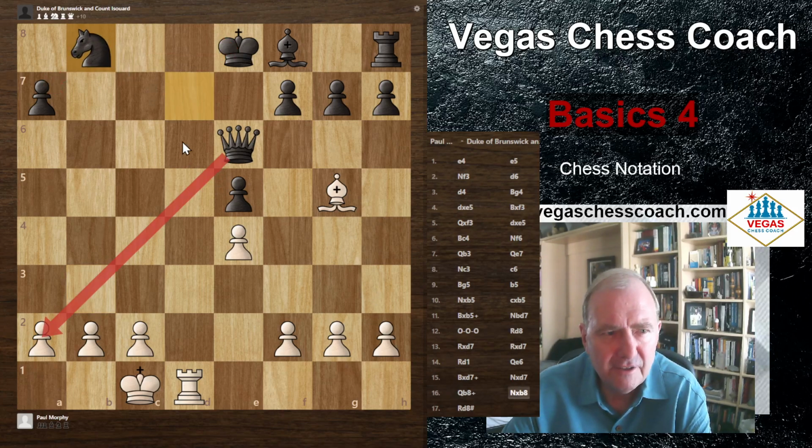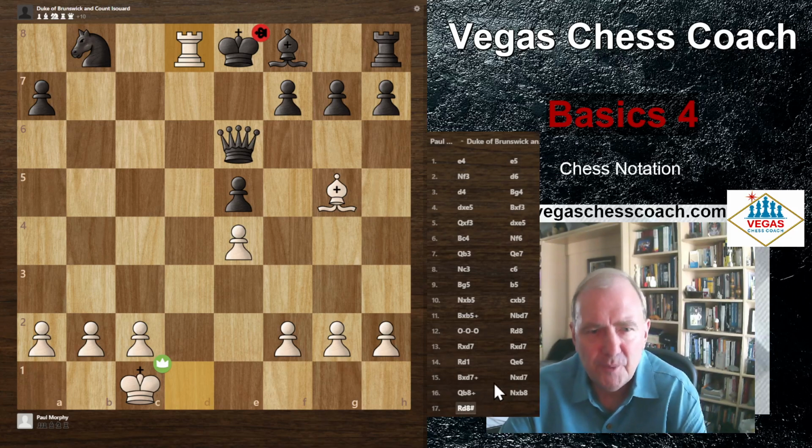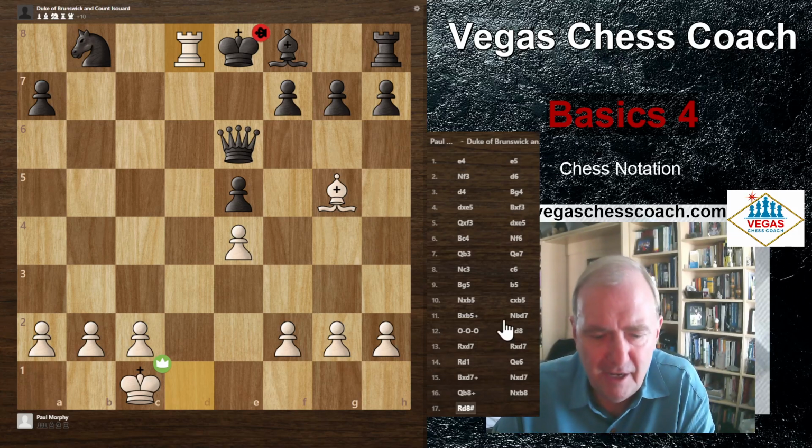The knight is now taking the queen, and then the white rook goes to d8, and it's a checkmate. And the checkmate is indicated here with this hashtag. So that means checkmate. And that's the basics notations that you have.